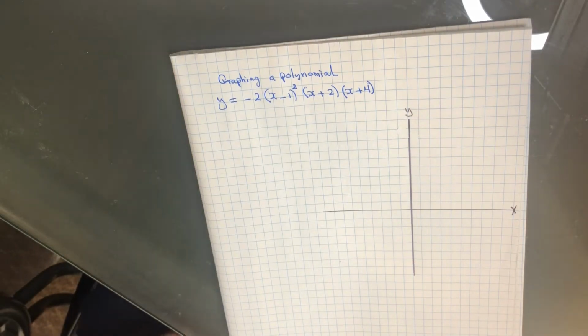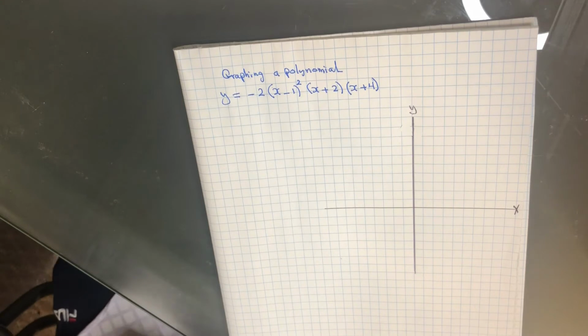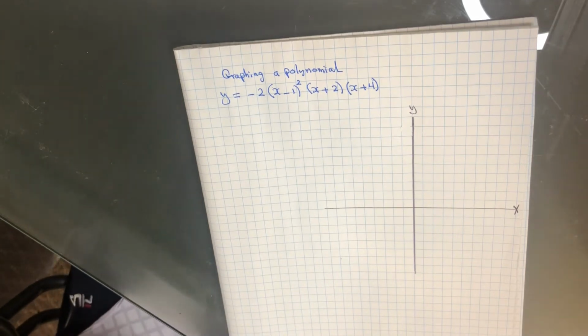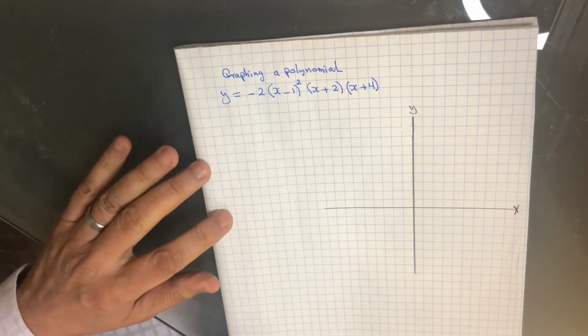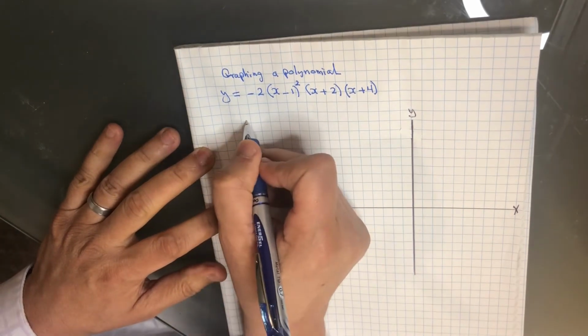So, graphing a polynomial. I have an easy way of graphing polynomials, so just watch and look, okay? What you do is find your zeros.